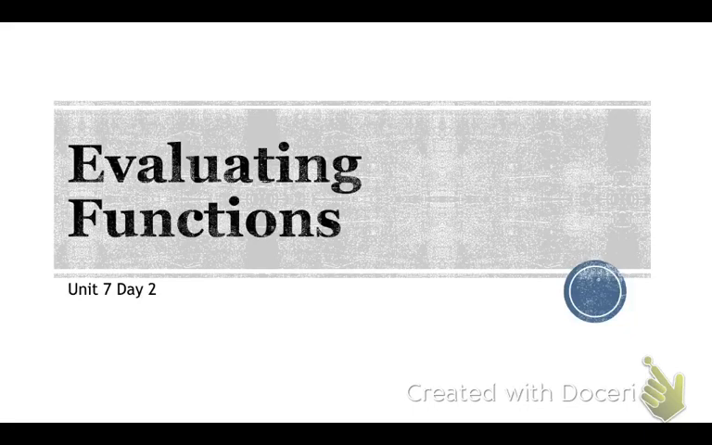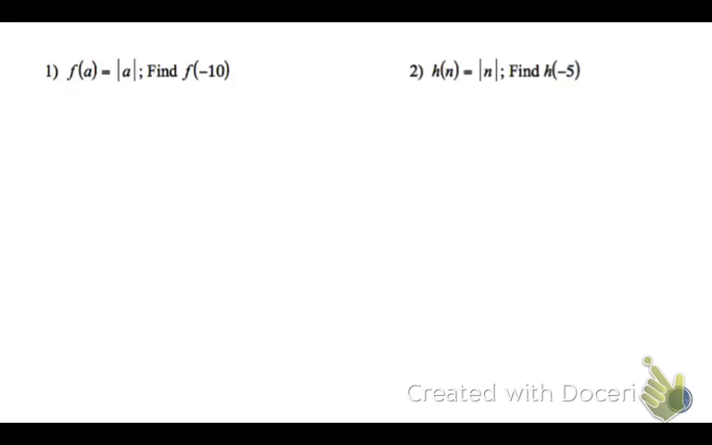All right, so 7.2, evaluating functions. This one shouldn't take us very long either. So f of a equals the absolute value of a, and we need to find f of negative 10. So I'm just going to plug in negative 10 wherever there's an a, and I'm just going to put it in parentheses. Put it in parentheses or I will be so mad at you, okay? So the absolute value of negative 10 is 10. And we're done.